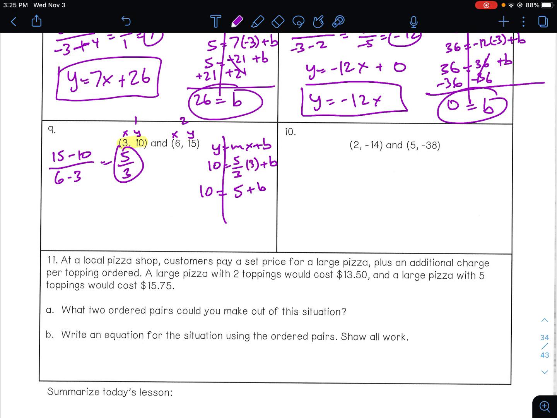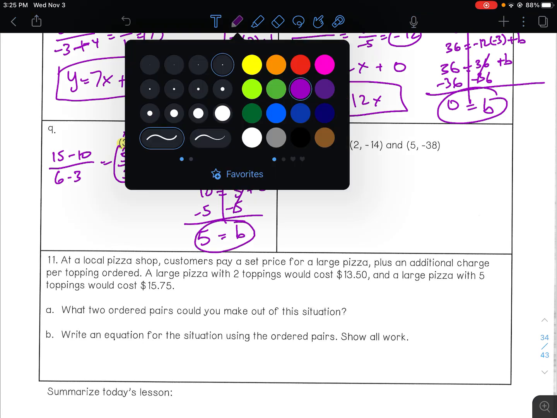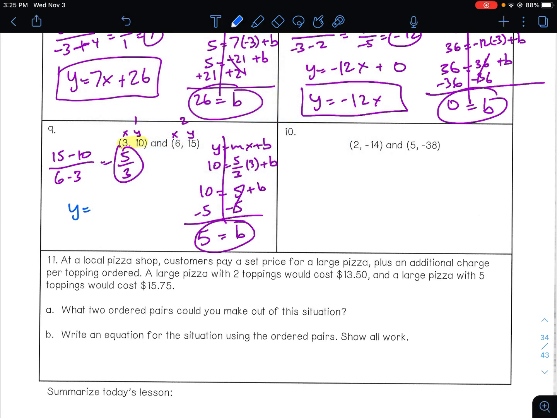Now I have to get the b by itself by subtracting 5 from both sides. That cancels. You're left with 5. So b equals 5. So our equation is y equals slope x plus y-intercept, which is 5.